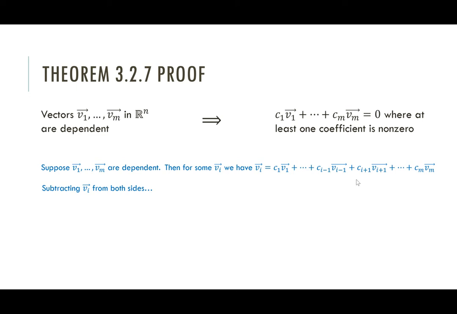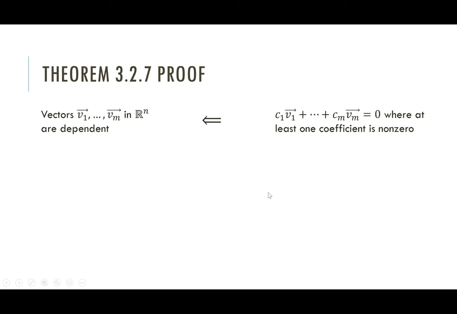And now the trick is just, all right, let's subtract v sub i from both sides of this equation. Then we have 0 is a linear combination of the vectors v1 to vm. And we know for a fact that the coefficient on v sub i is going to be -1. And so there we go. We have found a way to write the vectors as a linear combination equaling 0, where at least one of the coefficients is non-zero. All right, that wasn't too bad. Let's check the other direction.